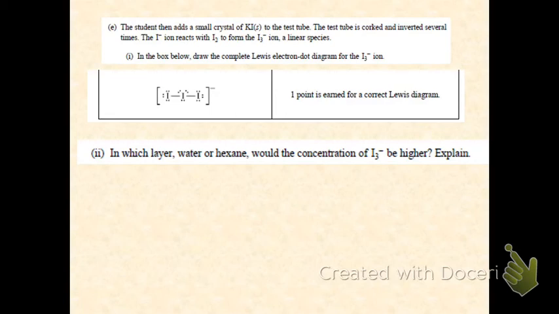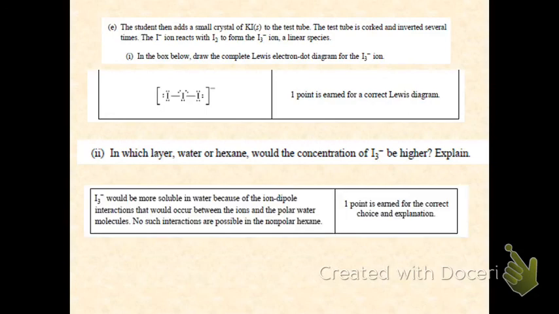In which layer, water or hexane, would the concentration of I3 minus be higher? And then explain. You can't just say which layer, you have to explain it to get the point. It would be more soluble in water because of the ion-dipole interactions that would occur between the ions and the polar water molecules. No such interactions are possible in the nonpolar hexane. So you would get 1 point for the correct choice and explanation. And that's it. I told you we'd be short and sweet today. Less than 8 minutes.